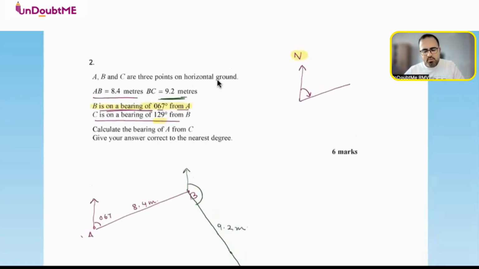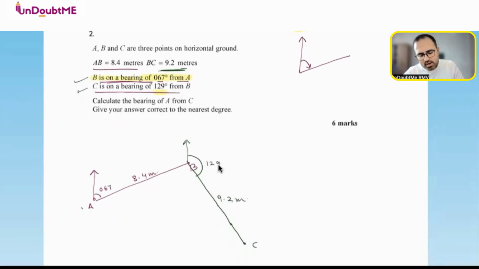Now ABC are 3 points. We have made them. We have labeled AB, BC also. B and C bearing we have considered. This is 129. Calculate the bearing of A from C. So first let me join this A and C.